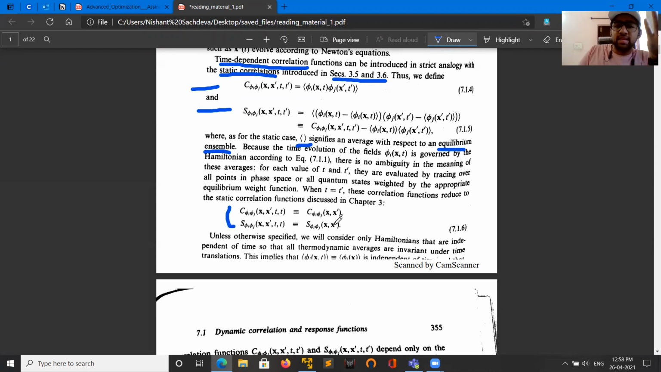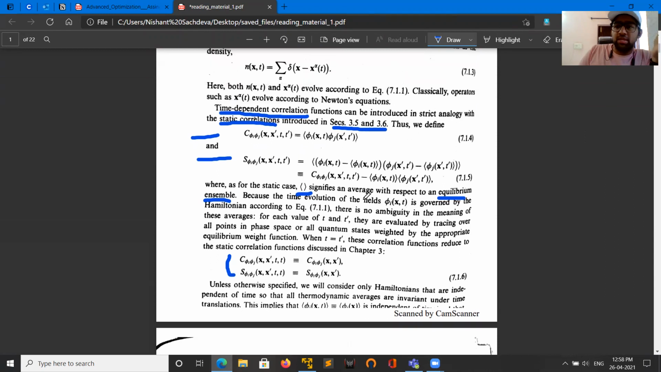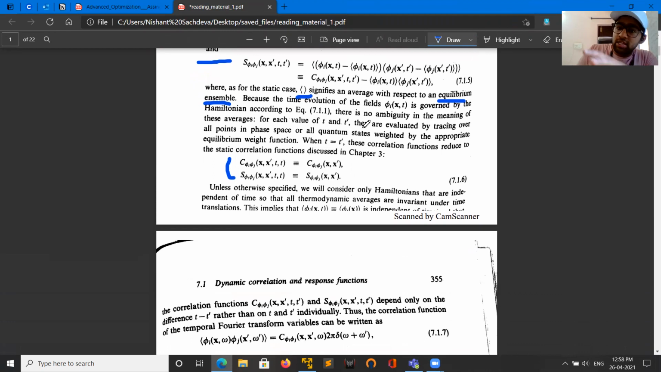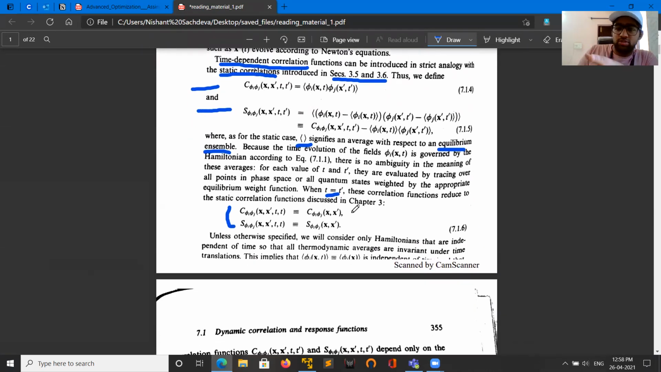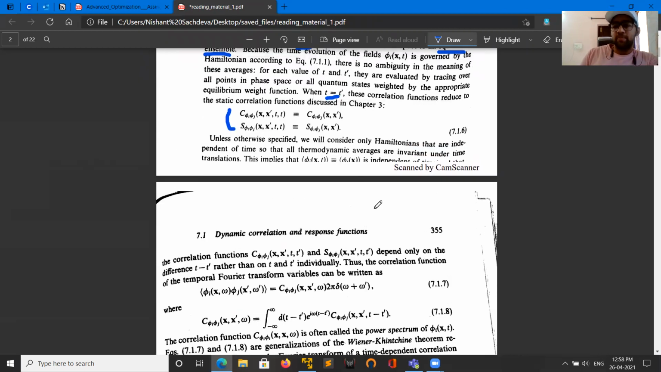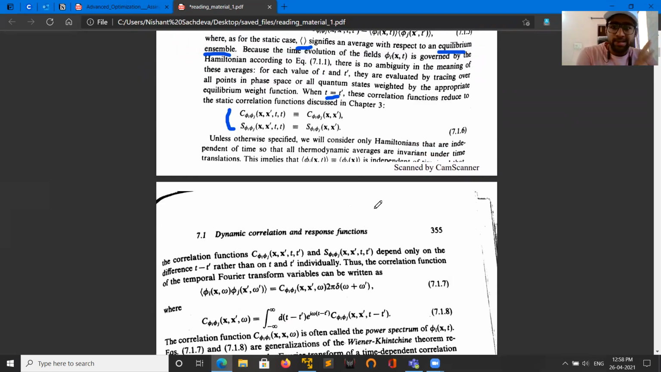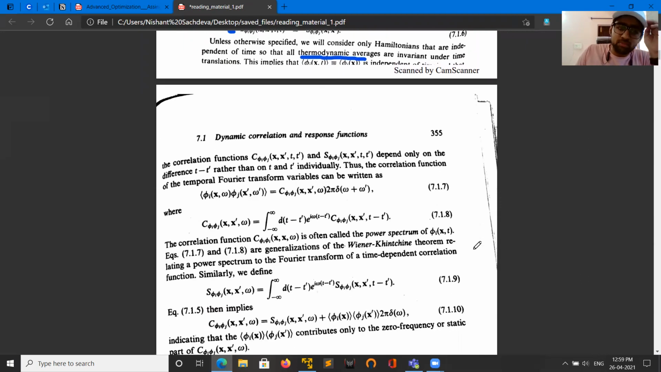What they are saying is that these formulas, when dealt with in the Hamiltonian and the different time frames, give us these two. And when in these upper two we put the same t as t dash, we end up with these two functions. Unless it's specified otherwise in this paper, we will only consider Hamiltonians that are independent of time. Why do we do this? Because we want the thermodynamic averages of various quantities, since we are studying harmonic oscillators later on. Whatever thermodynamic averages we get, we want them to be invariant under time translations.